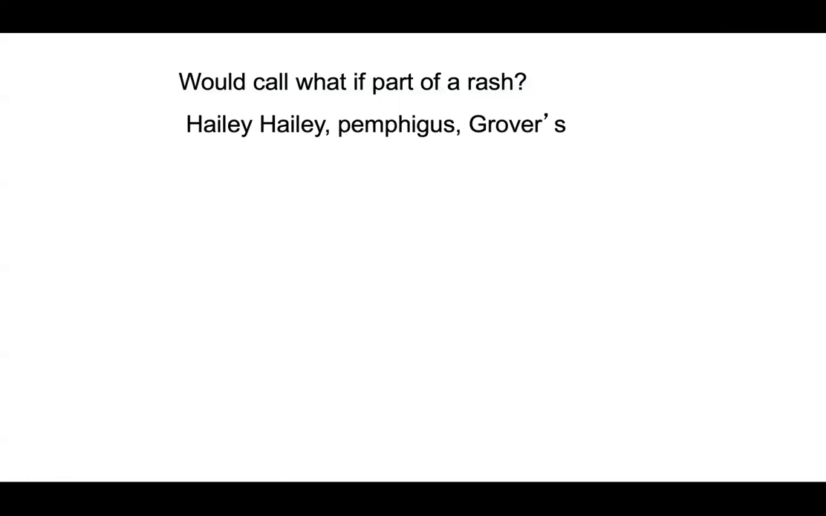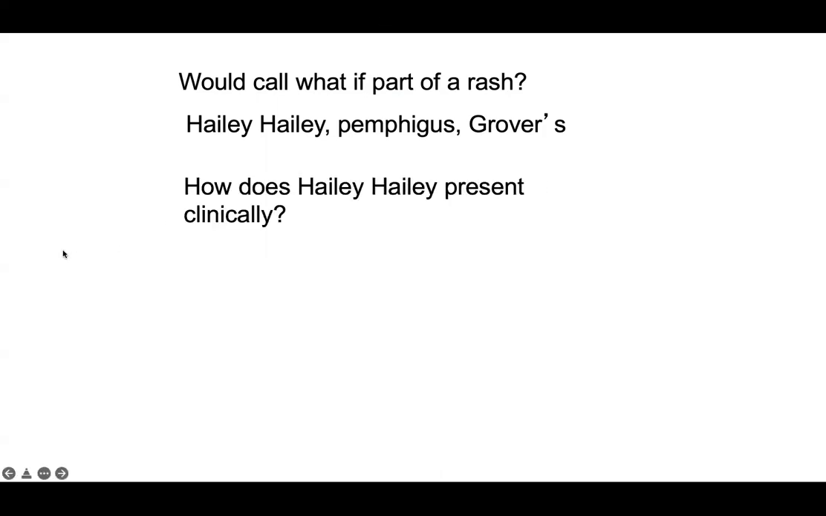Now, if this were a part of a rash, you would think Hailey-Hailey, maybe pemphigus, maybe Grover's. The key to this is that in Hailey-Hailey and pemphigus, you don't have a lot of dyskeratosis. You have more acantholysis, but you don't have as much dyskeratosis. Grover's, there are many different variants of Grover's or benign transient acantholytic disorder. So sometimes you may have Grover's that looks like Hailey-Hailey. Sometimes you may have Grover's that looks like pemphigus, et cetera. We cover that in a different lecture. So for the sake of time, we won't go over everything here. But how does Hailey-Hailey present?